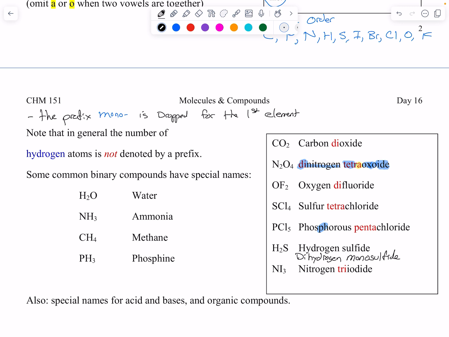Then you have nitrogen triiodide. Of course, there are some compounds that have special or common names. Like water was around way before the field of chemistry was. So you got water, you got ammonia, methane, phosphine, right? Those are not IUPAC names. And there's also special names for acids and bases and organic compounds, which some of them we will address in this video and some of them we'll address later. Okay. So that's the molecules.